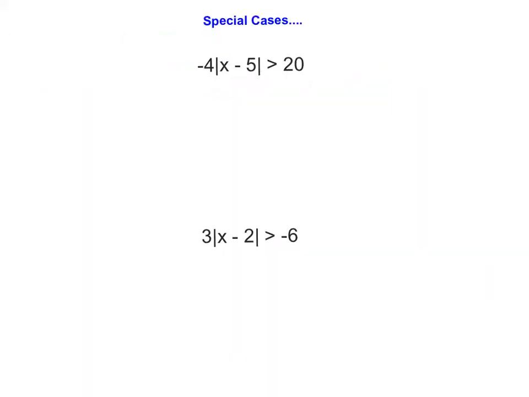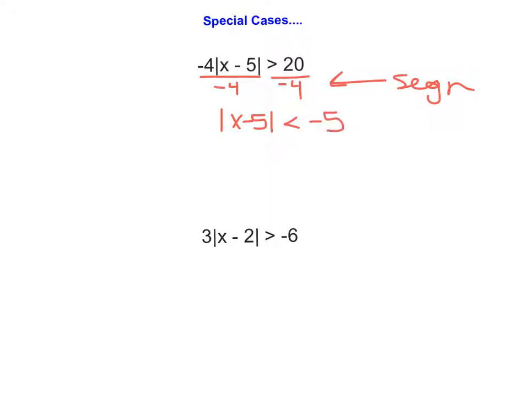So the last thing we're going to do here is look at 2 special cases we need to be on the lookout for. So here, the first one, we're going to start by getting the absolute value alone. So we divide both sides by a negative 4. You should be thinking that when you divide both sides by a negative, you're going to have a sign flip. So here we're going to have the absolute value of x minus 5 is less than negative 5.